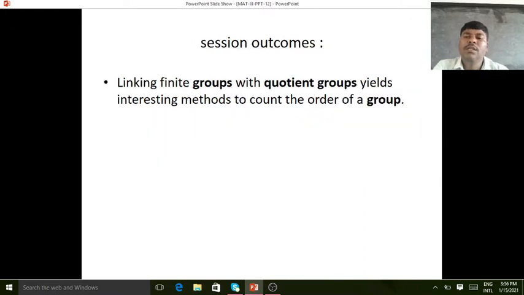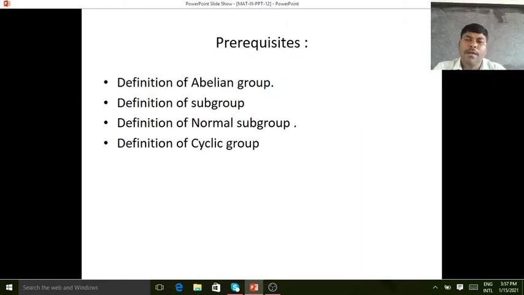Session outcomes: linking finite groups with quotient groups. It gives interesting methods to count the order of a group. Prerequisites: definition of abelian group, subgroup, normal subgroup and cyclic group.